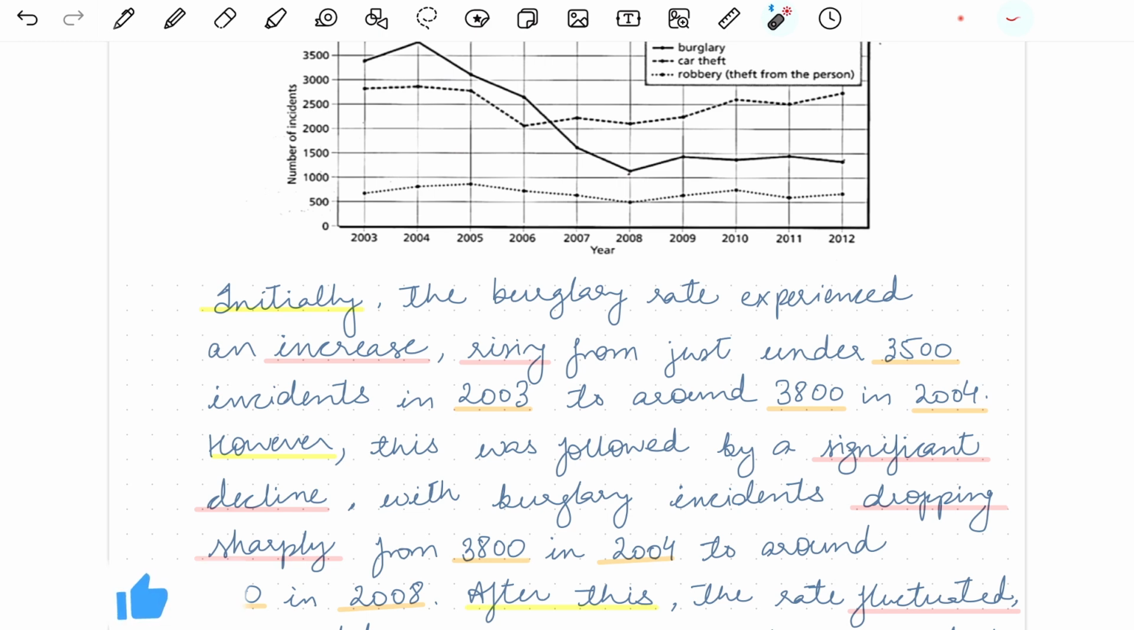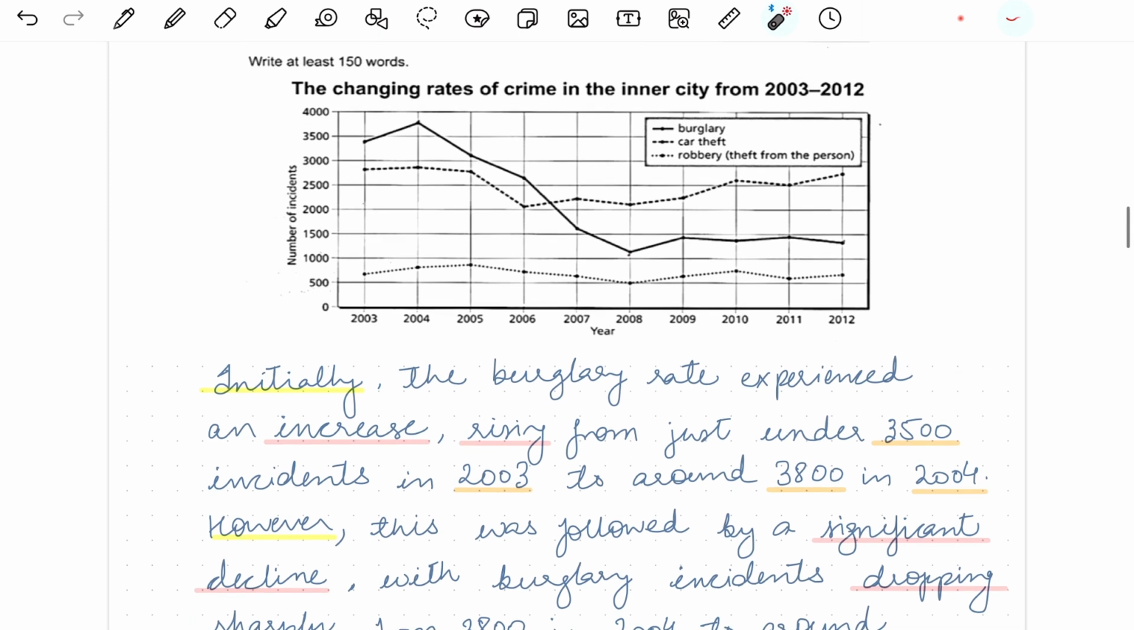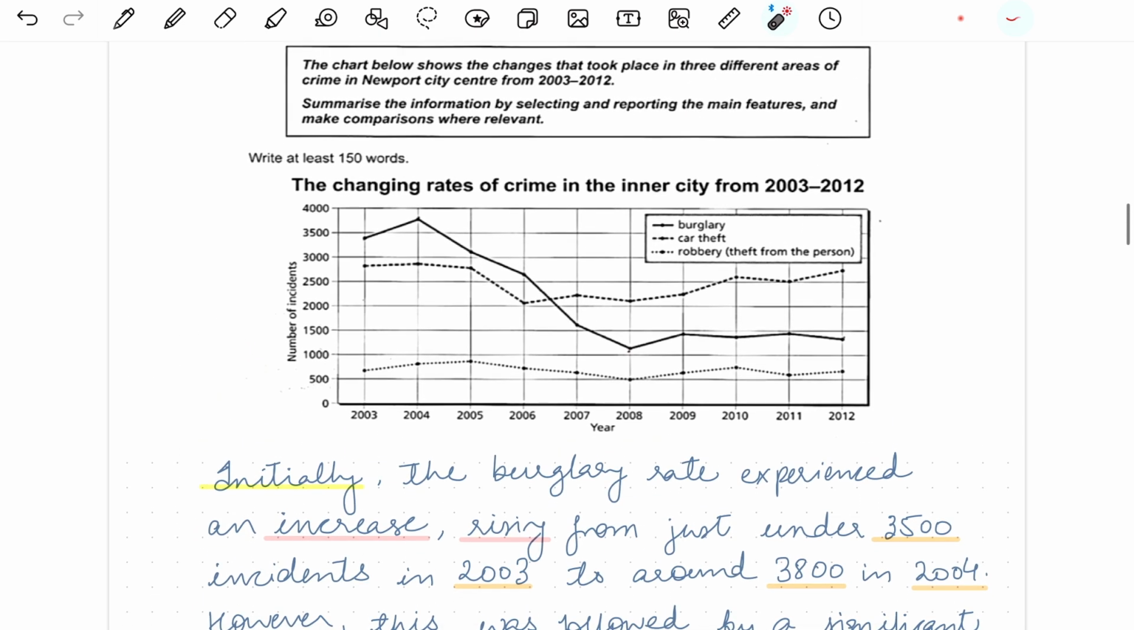So here I've written, initially the burglary rate experienced an increase, rising from just under 3,500 incidents in 2003 to around 3,800 in 2004. And this is what has happened. So the incidents were just under 3,500 in 2003, but they rose to approximately 3,800 incidents in 2004.